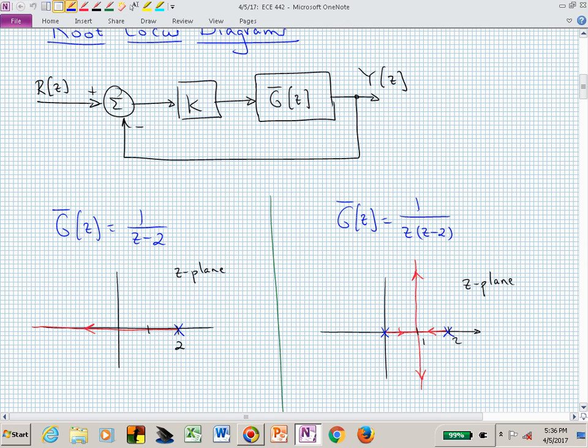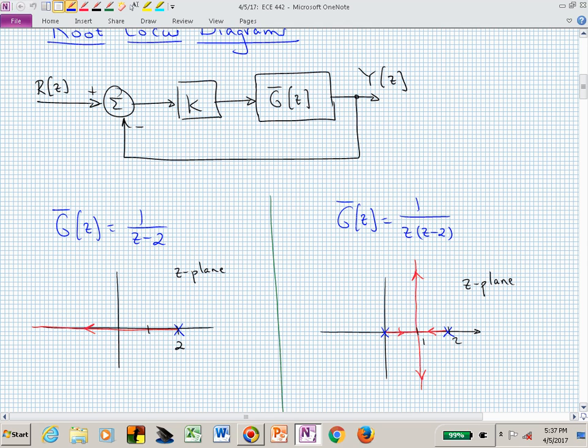Is the rightmost segment on the root locus? No, because all the angles from those poles are 0, so it's not 180. If I'm standing between the poles, between 0 and 2, I now have one of those poles contributing 180 degrees. The other pole is contributing 0, and so my net angle is minus 180 from those poles. So the middle section does belong to the root locus.